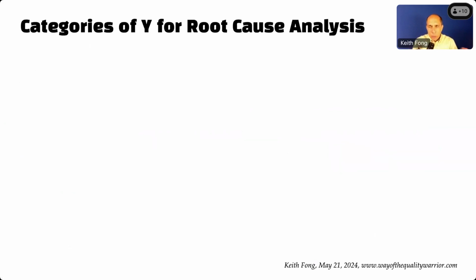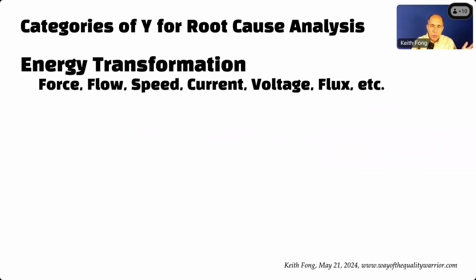I said y is equal to a function of x. For us to solve the problems, we need to have y's that we can use. And so the first category of y that we might use is energy transformation. So you're talking about things like flow or force, speed, current, voltage, right? Things of physics, of the transformation of energy. So in this case, we're looking at mechanical, hydraulic, electrical, but we could have chemical in here, magnetic, and so forth. But again, there's this transformation of energy from one state to another state.